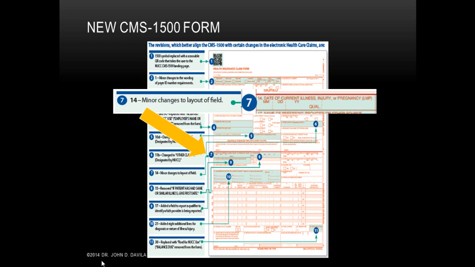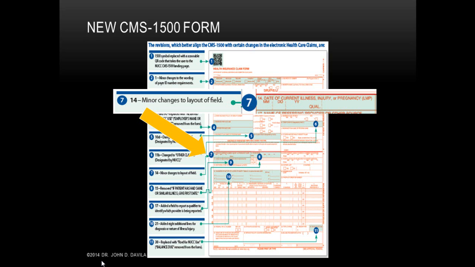Okay, change number 7. They changed the layout of the box itself. It says date of current illness, injury, pregnancy, LMP, month, date, and year. Now remember, in Major Med you probably won't use this. In PI, it's the date of injury. In Medicare, it's the date they came in for services on the beginning of their care plan for that particular injury, the initial date of treatment for that injury. So remember, don't forget that's what box 14 is for.